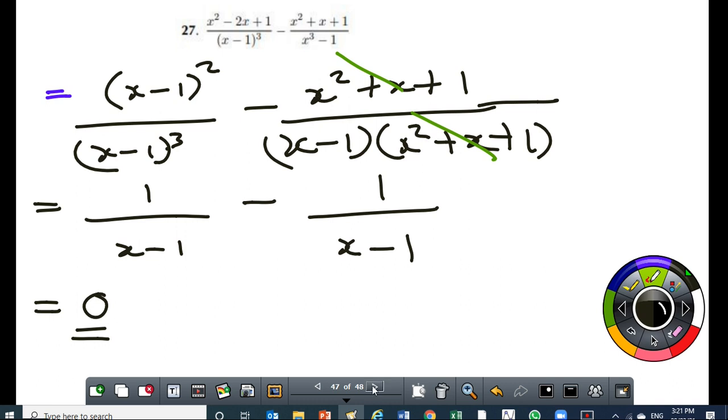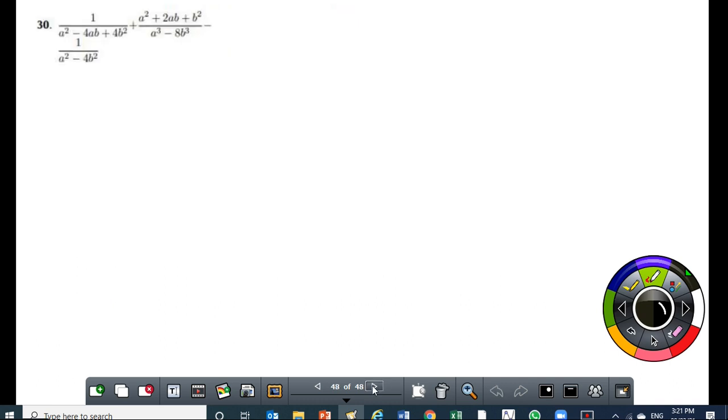Right, the last one. Right, this question has got 3 fractions. I hope you saw that. It has got 3 fractions. This 1 divided by a squared minus 4b squared, it's on its own because of that minus. I hope you saw that. Okay? So we have got 3 fractions. So when I simplify it, let me recalibrate again.